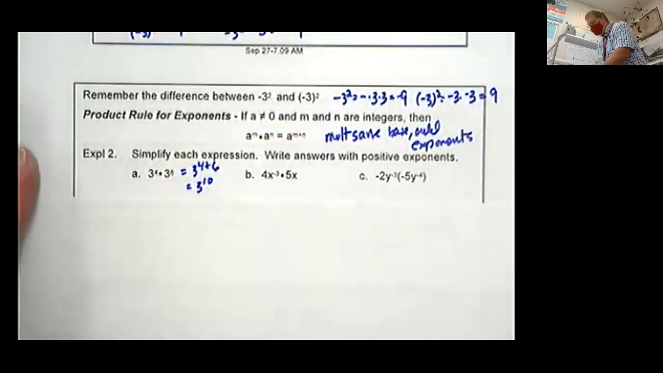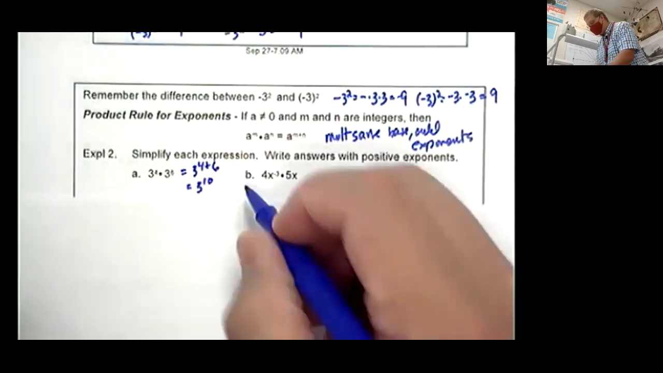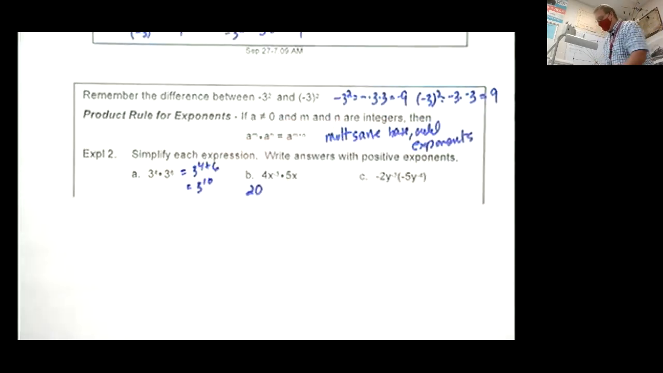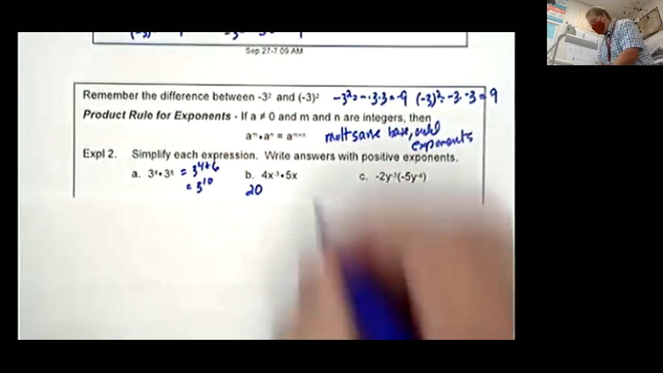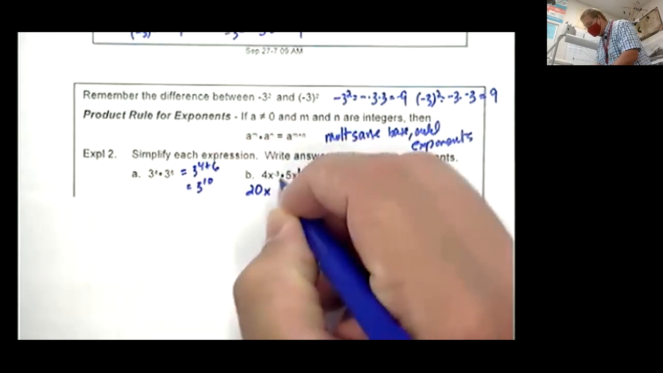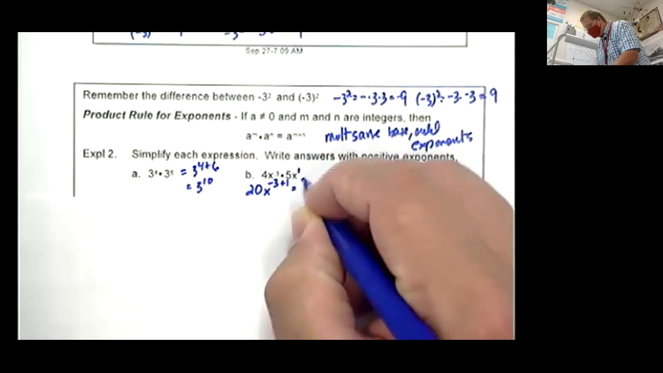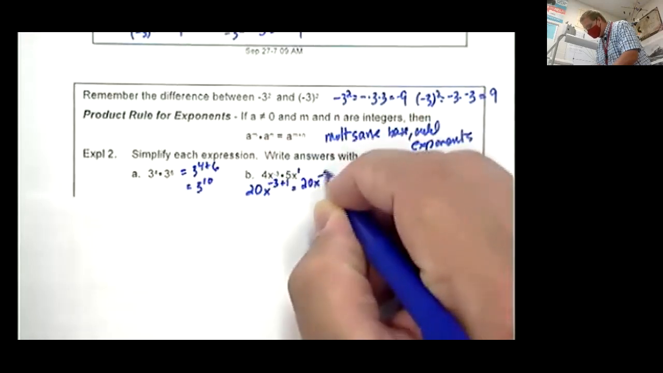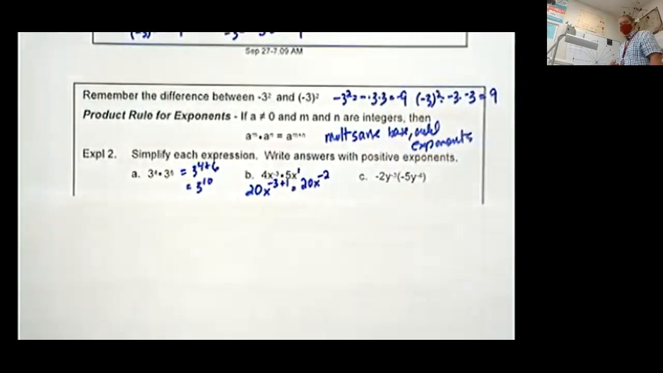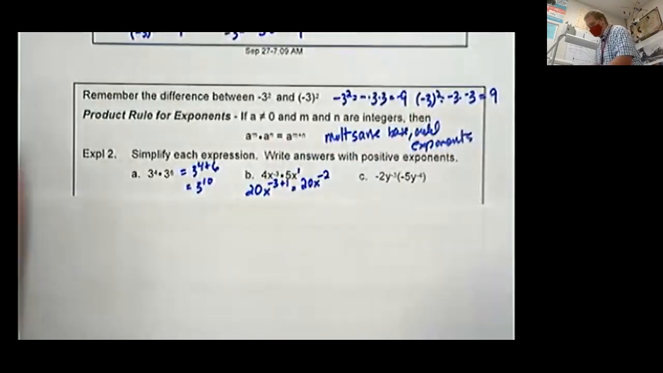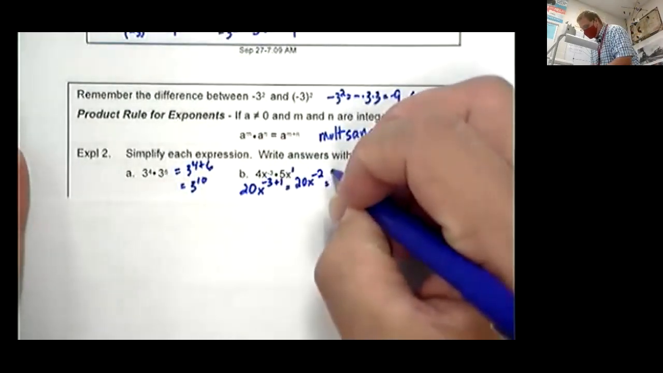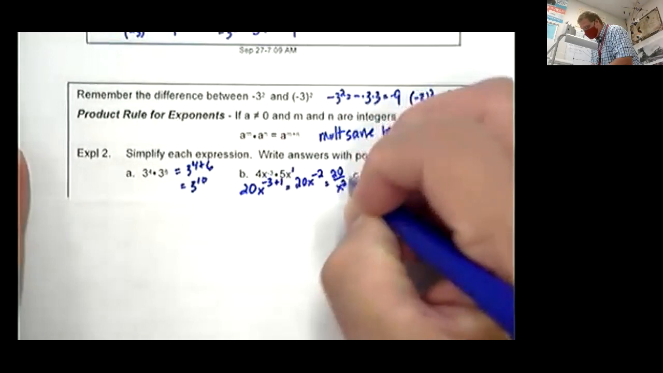Letter B, we're going to multiply. We can multiply 4 times 5. That's easy enough. That's 20. x to the negative 3rd times x to the 1 becomes x to the negative 3 plus 1, which is 20 x to the negative 2nd. And then we want to write that with a positive exponent. So this becomes 20 over x squared.